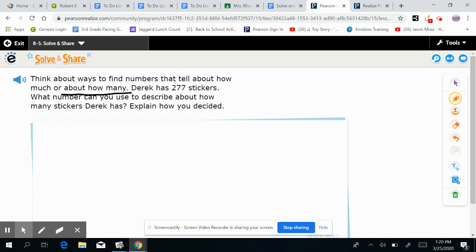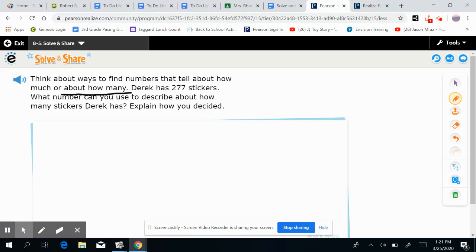Okay. So again, I'll read it again, and I will give you guys some time to solve this on your own. Think about ways to find numbers that tell about how much or about how many. Derek has 277 stickers. What number can you use to describe about how many stickers Derek has? Explain how you decide it.